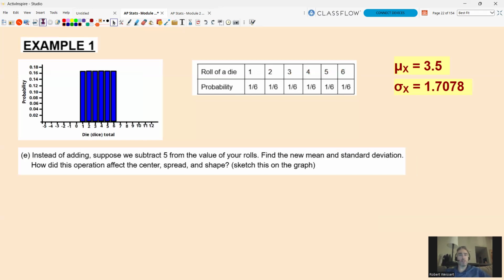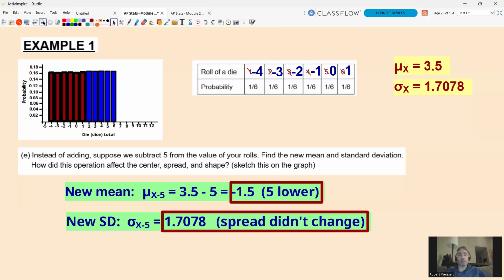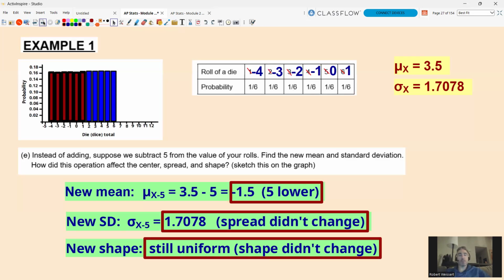What if I subtract 5 from each value? Well, 1 minus 5 is -4, 2 minus 5 is -3, and so on. So again, you'll have a shifted set of numbers. It's going to go to the left this time. It's still going to have the same shape, but it's going to be a new mean. It's going to be lower. So you take your mean and subtract 5, you'll get -1.5. Standard deviation is the same, still the same spread. And the shape's still the same, still uniform.